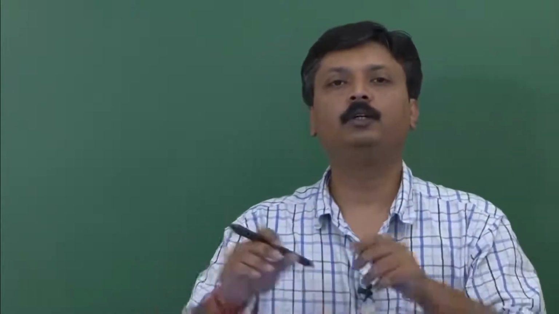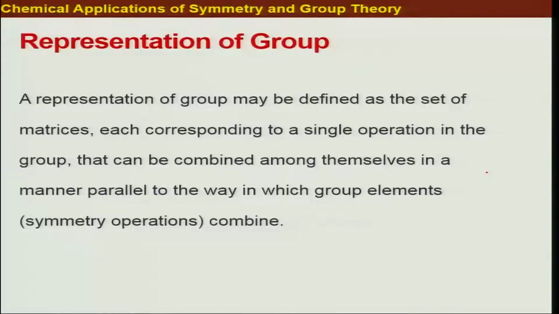Now, after we learn how to form these representations for the symmetry operators, we are in a condition to form the representation of a group. So what is the definition of a group representation? A representation of a group is defined as follows. This representation of a group is the set of matrices, each corresponding to a single operation in the group, that can be combined among themselves in a manner parallel to the way in which group elements, that is the symmetry operations here, combine, right?